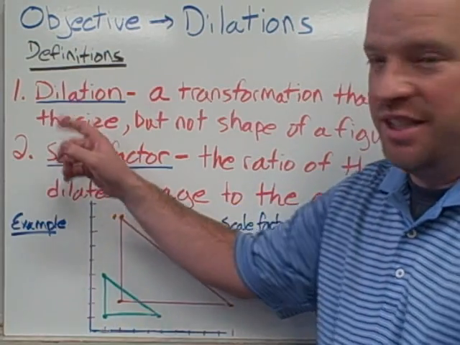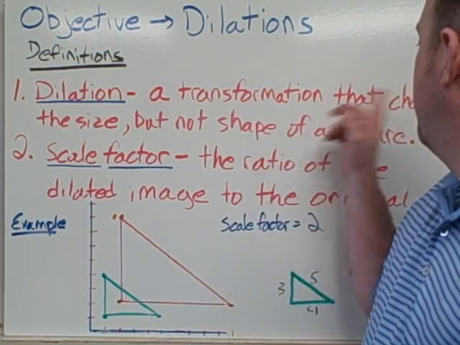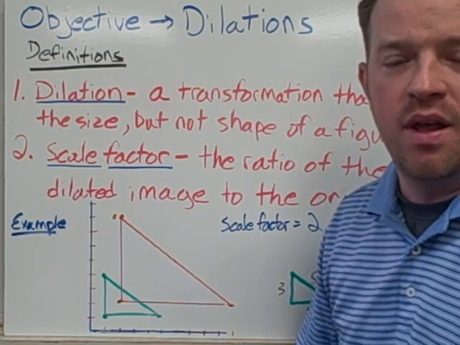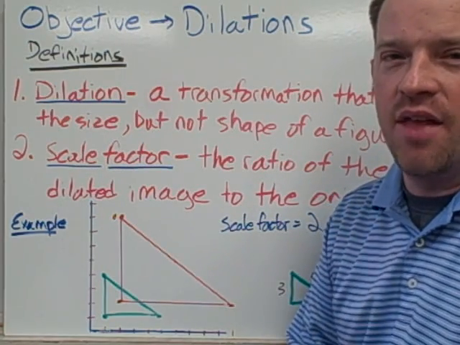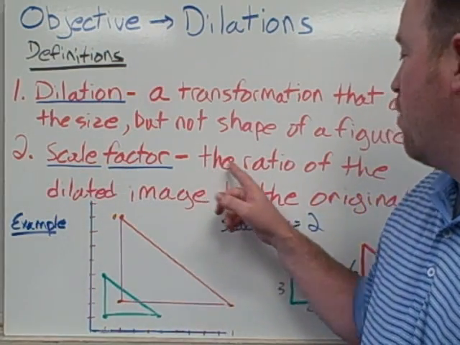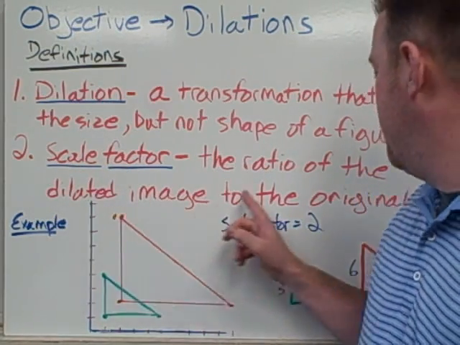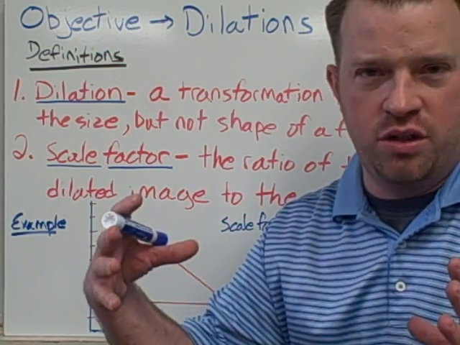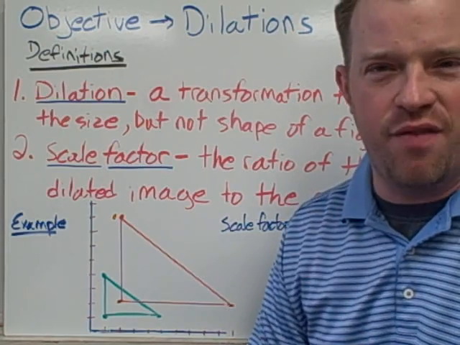Number one, a dilation. It is a transformation that changes the size but not the shape of a figure. In order to have a dilation, there has to be a scale factor. The definition of scale factor: it is the ratio of the dilated image to the original. In other words, you're going to have an image that is larger or smaller based on a scale factor.